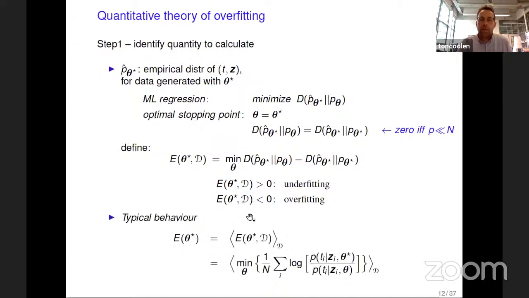We're not interested in those things that are dependent on the realization of the data set, so we average this over all possible data sets, and then we plug everything in. We have the definition, we put all these Kullback-Leibler distances in, you get some terms canceling, and at the end of the day, you get this quantity. It's the average over the data set of the minimum of some sort of cross-entropy term. Okay, so this is what we would like to compute analytically.